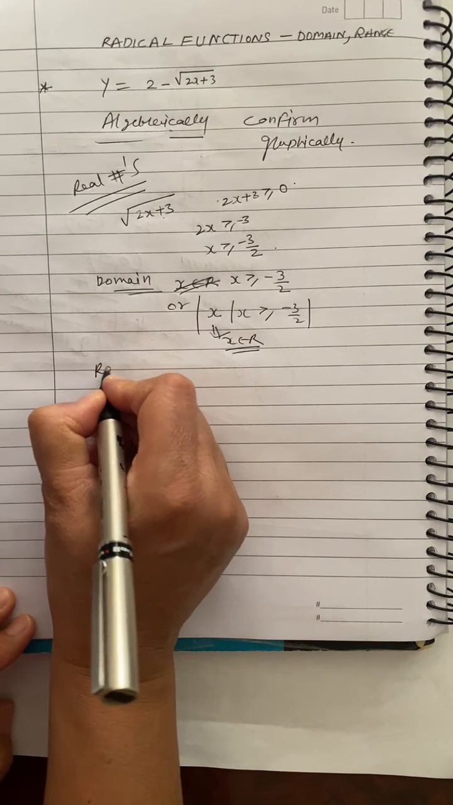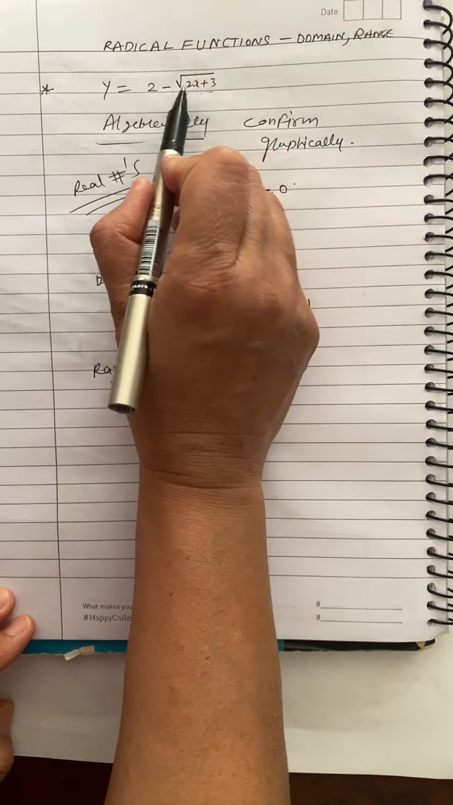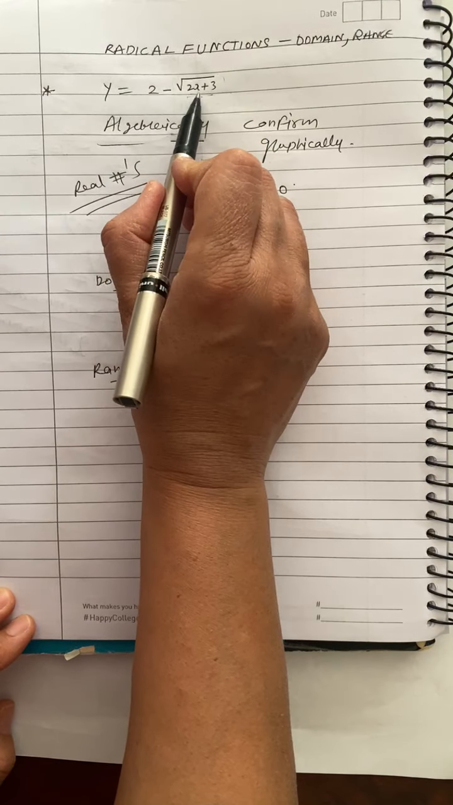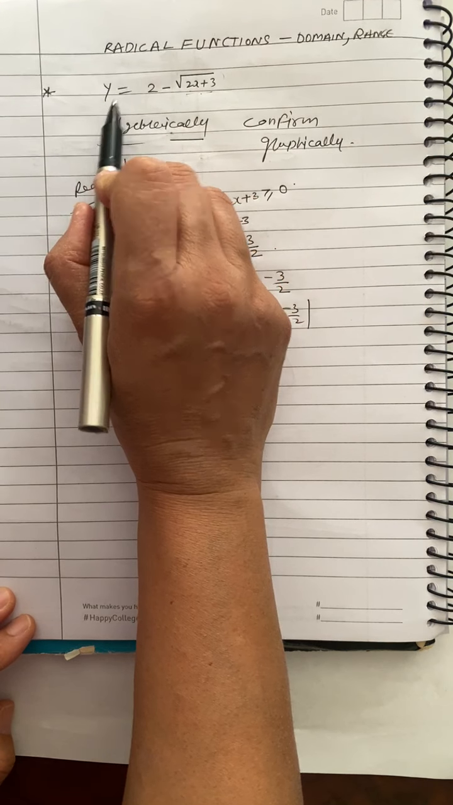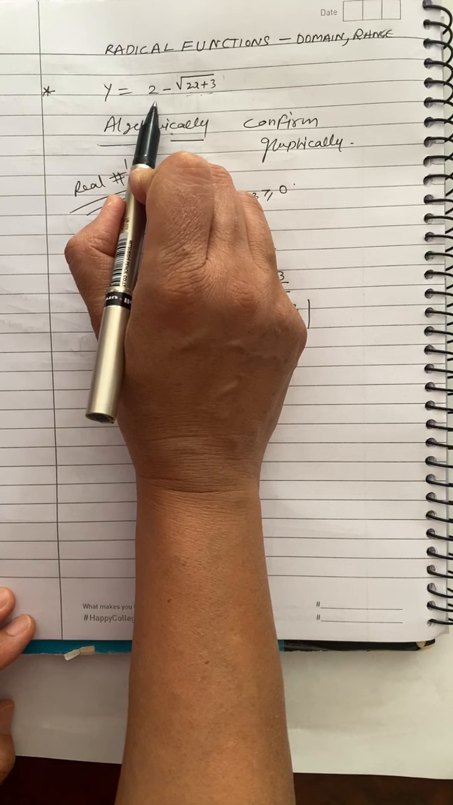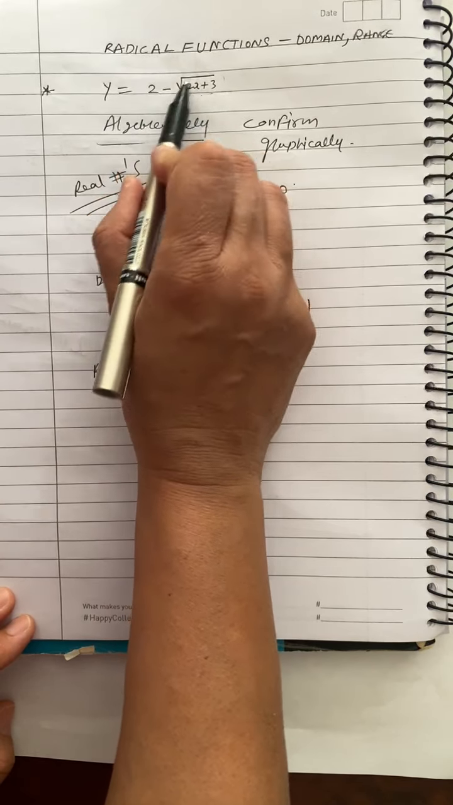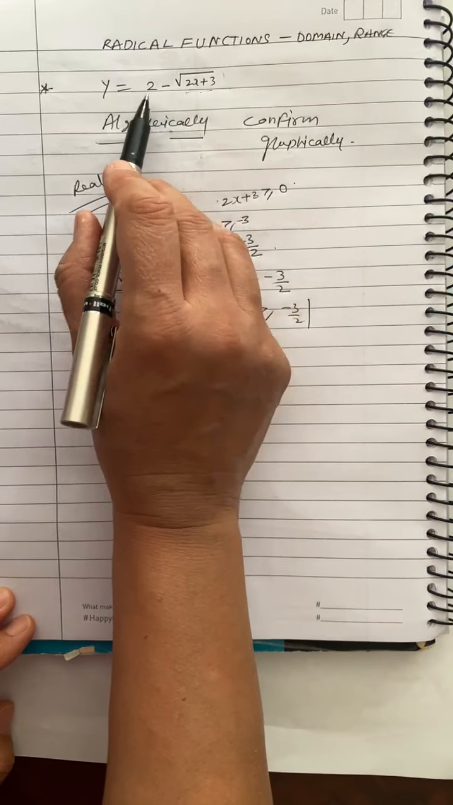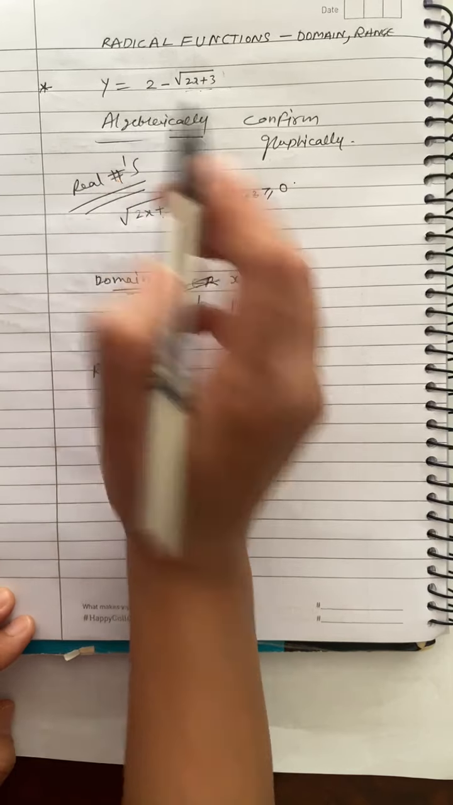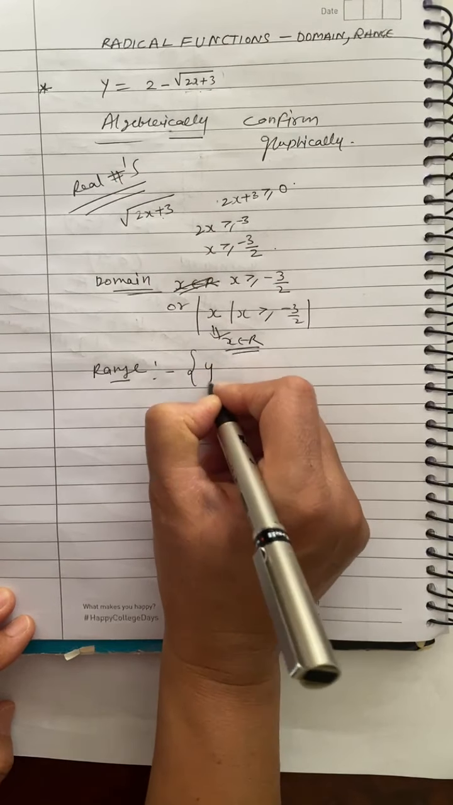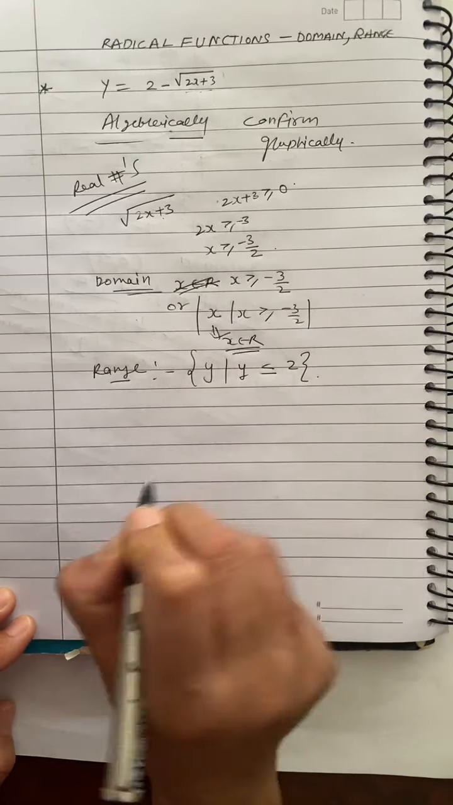Now for the range, if let's say that this factor is equal to 0, then y can take the value which is equal to 2. So that is the largest value y can take, because if this is equal to 0, then y will be equal to 2. So the largest value y can take is 2, which means the range is y such that y is less than or equal to 2. So that is the range of this function.